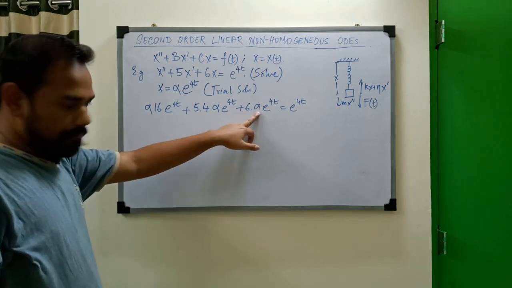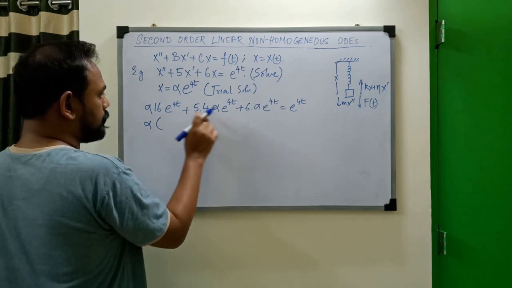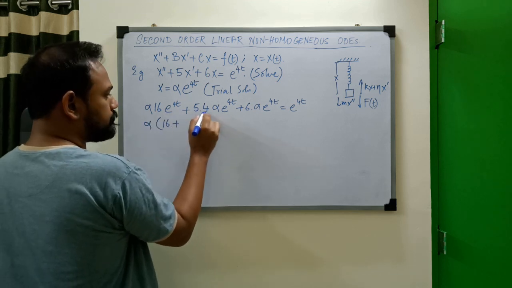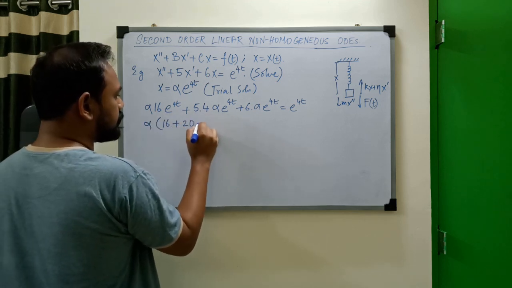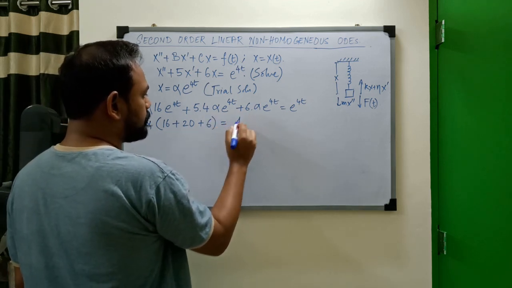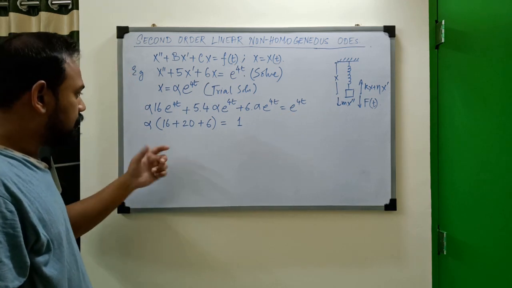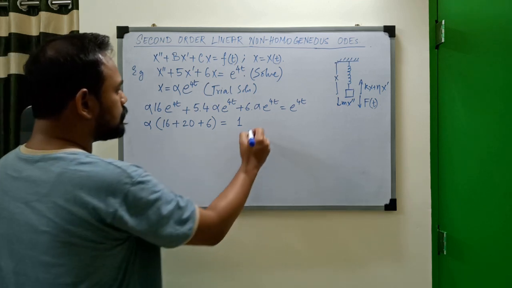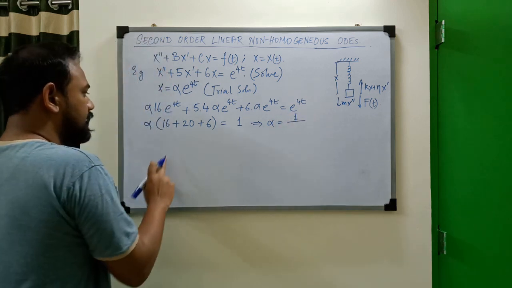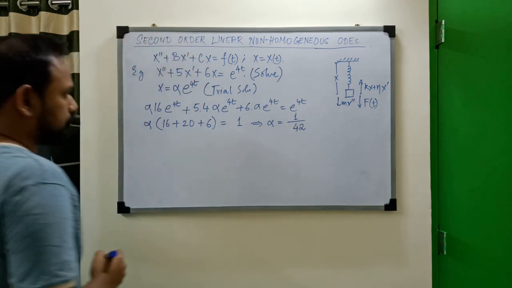Alpha is common from all of them, so I take out alpha. I forget all the e to the power 4t, so I get 16 from here, I get 5 times 4 is 20 from here, and I get 6 from here, and I get 1 because I have cancelled out e to the power 4t. So I know alpha exactly. You add the whole thing, so this gives me alpha is 1 divided by, this is 36 plus 6 is 42. So alpha is 42.